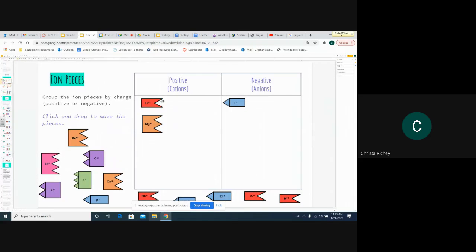So +1 has 1 indent. The +2 has 2 indents. It's looking for 2 other bits if they're individuals. The aluminum is the only +3 on here. But no, that's negative. It's not positive. That's going to go over on the negative side. This one's just having you sort your cations and your anions.